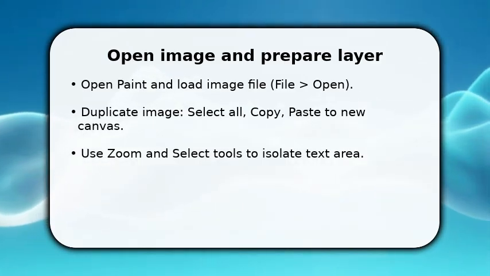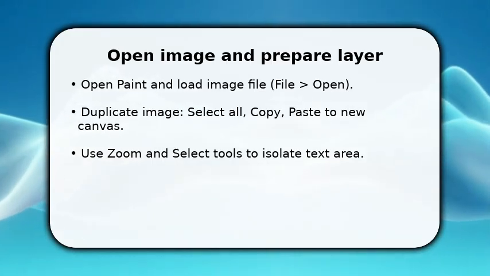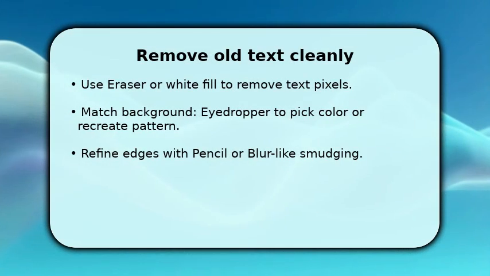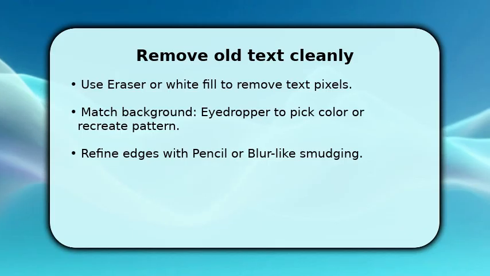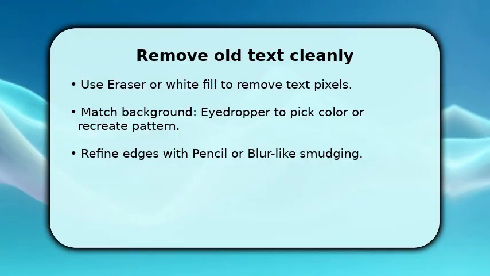Make sure to set canvas size to fit the selection, and keep an eye on resolution so text replacement matches scale and clarity. Now remove the existing text cleanly. You can use the eraser tool or fill the text area with a matched background color. Use the eyedropper tool to sample exact colors.